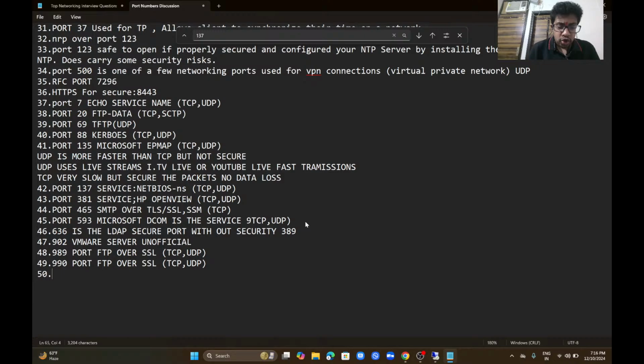Okay, port 995 is used for POP3 over SSL, using TCP, UDP datagram protocols. And 1025 is Microsoft RPC, remote procedure calls, using TCP as the port.